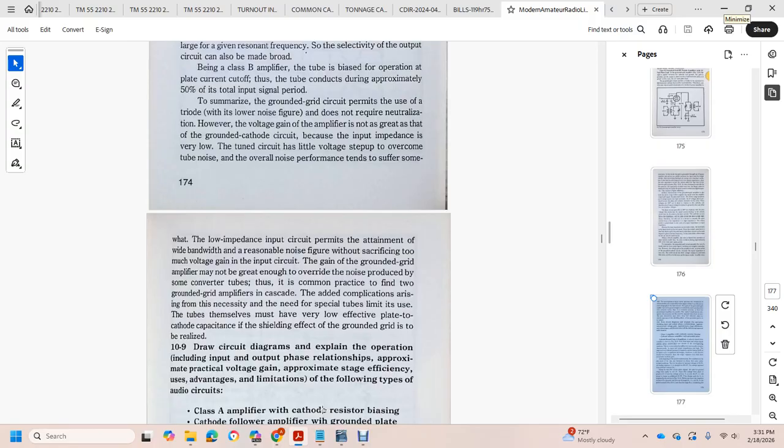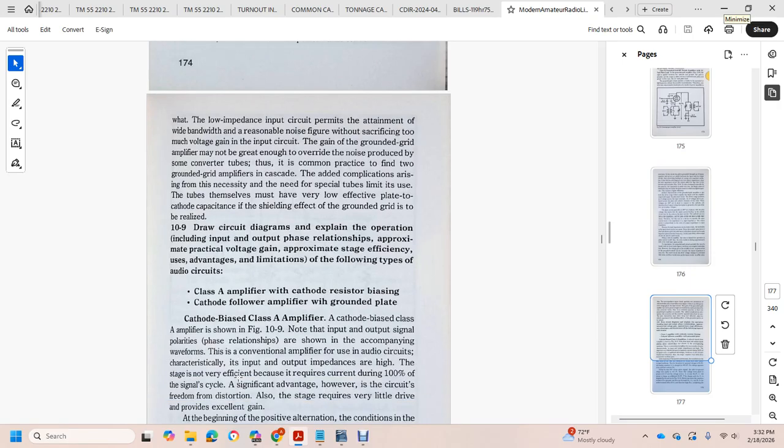The low impedance of the circuit permits attainment of a very wide band with reasonable noise figure, without sacrificing too much voltage gain in the input circuit. The gain of the grounded grid amplifier needs to be enough to override the noise produced in the converter. With the tubes, the common practice is the first two stages of the grounded grid amplifier in cascade, with the added complication of the need for a special tube, limited to use. Tubes themselves must have a very low effective plate to cathode capacity, with a shielding effect, for the grounded grid to be realized.